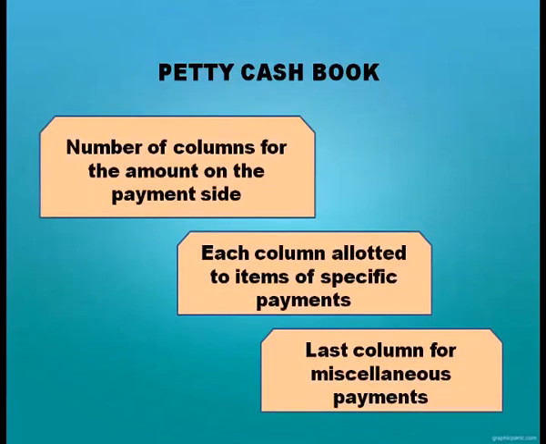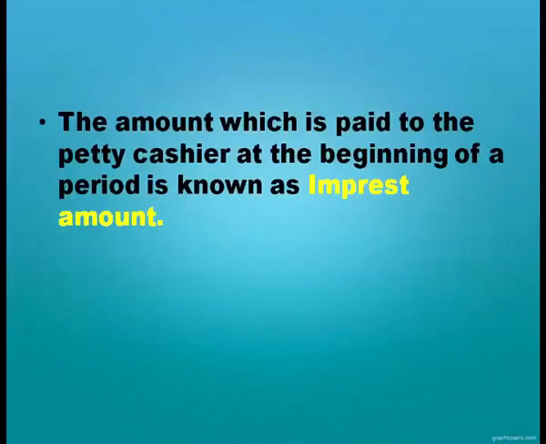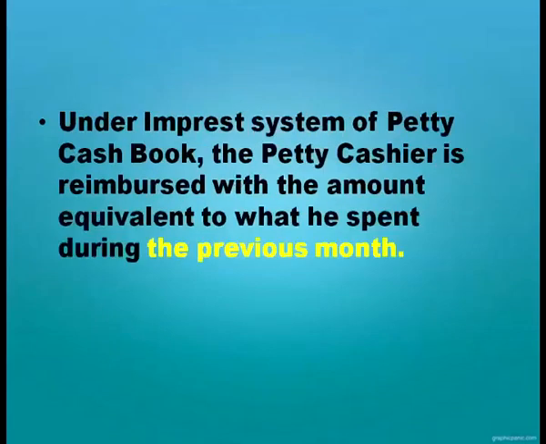In the petty cash book, there are a number of columns for the amount on the payment side. Each column is allotted to items of specific payments like postage, conveyance, refreshment, etc. The last column is for miscellaneous payments. The amount which is paid to the petty cashier at the beginning of a period is known as imprest amount. Under the imprest system of petty cash book, the petty cashier is reimbursed with the amount equivalent to what is spent during the previous month.